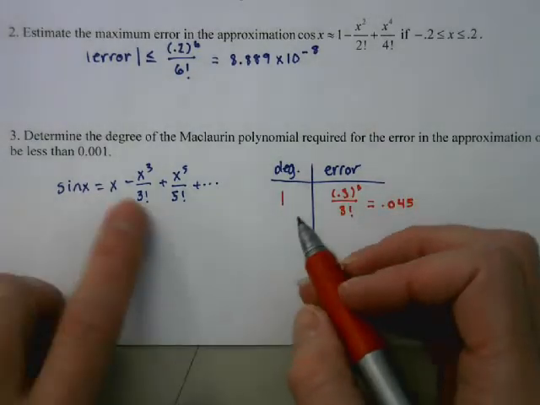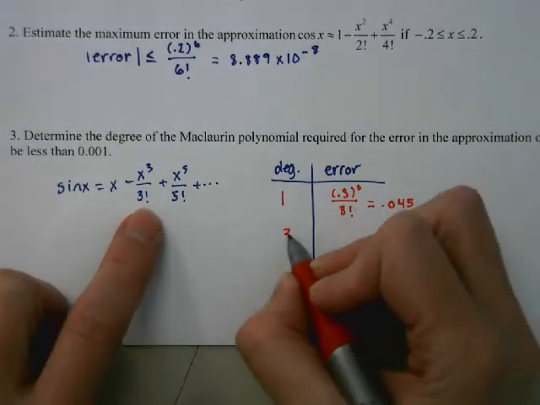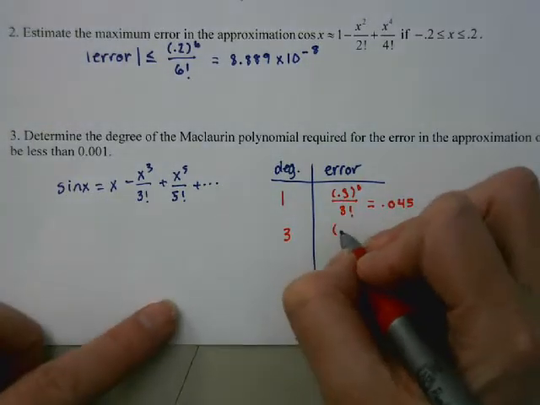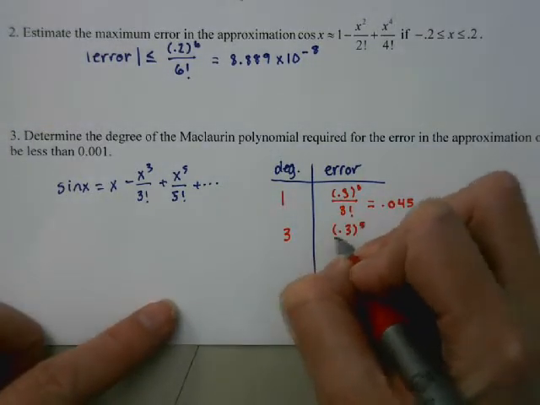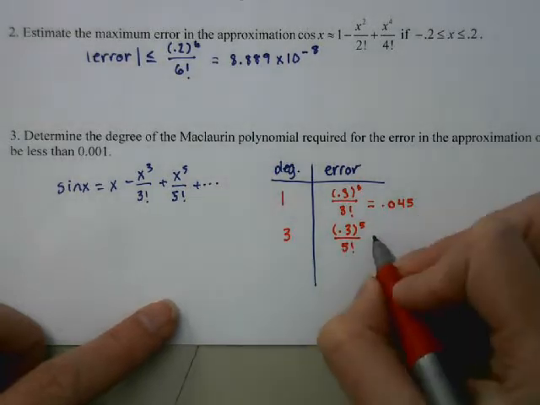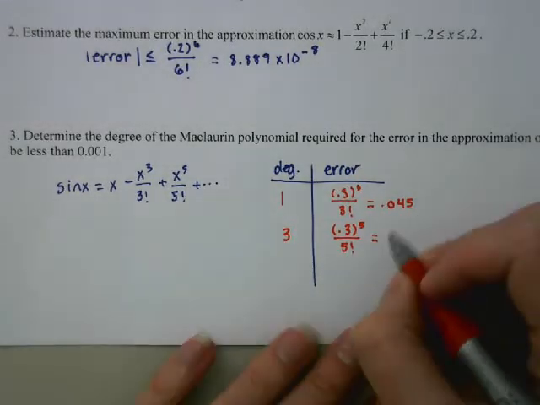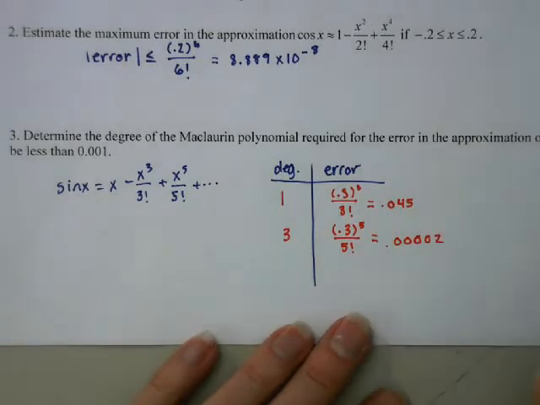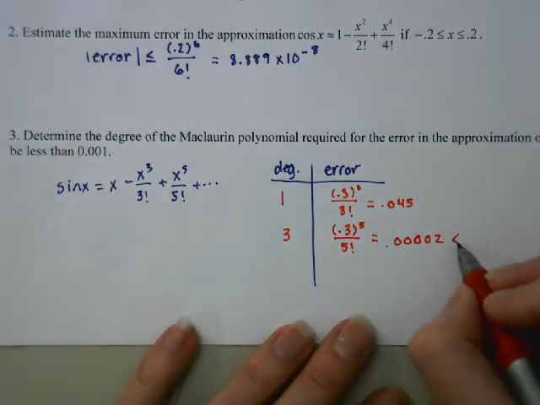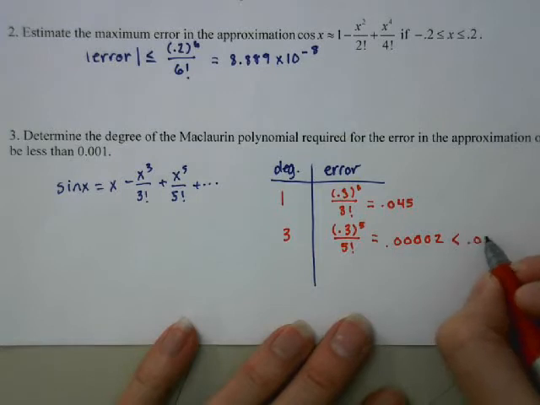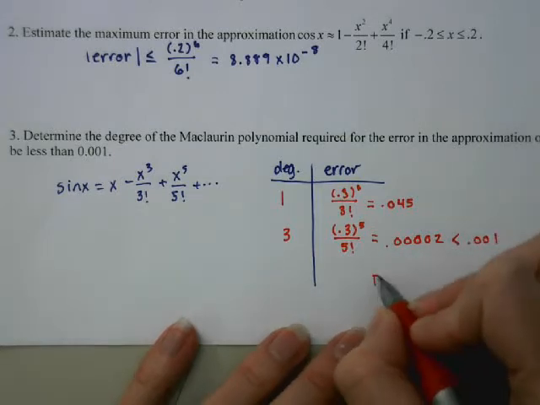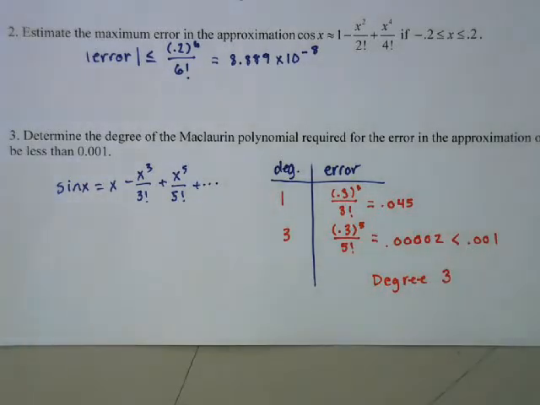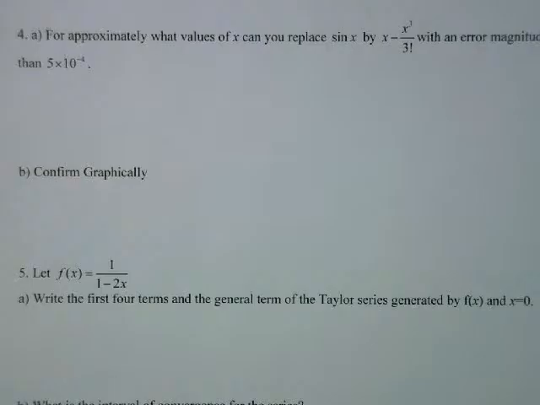So we're going to go to the next degree, which in this case has to be degree 3. We're not going to have a degree 2 polynomial, which means my error is going to be 0.3 to the 5th over 5 factorial, because that would be the next term, which gives me 0.00002, which is good. That is less than 0.001. So if I have a degree 3 polynomial, it meets that constraint.